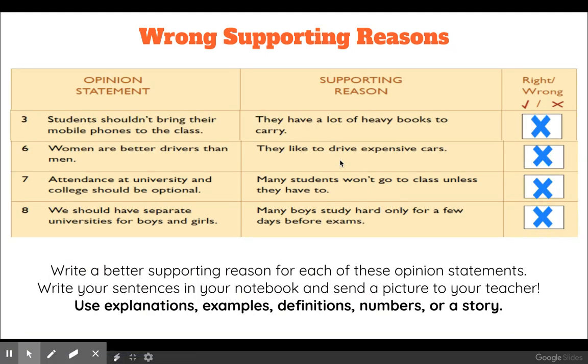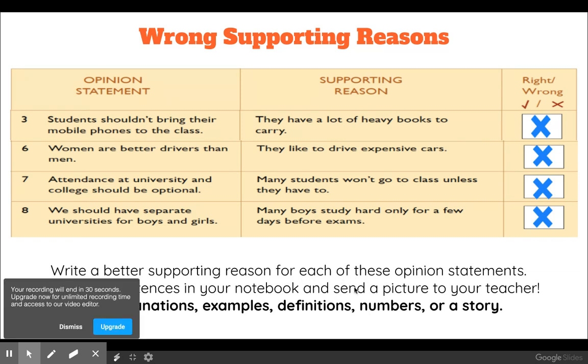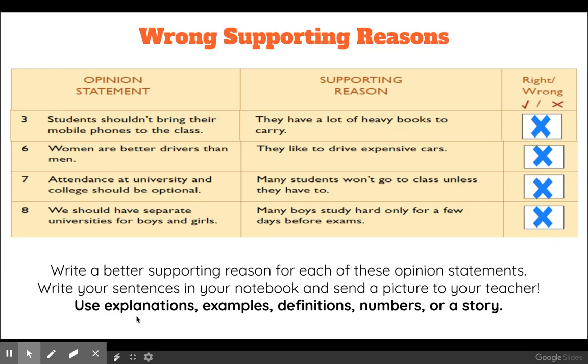All right, so now what I want you to do is, again, pause the video and write a better supporting reason for each of these opinion statements. Take a picture and send it to your teacher. And in our next video, I'm going to show you the answers. So go and do that, and then come back for part 3 when we'll look at the answers for better supporting reasons and what we did to get there.